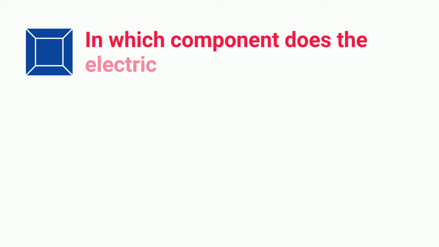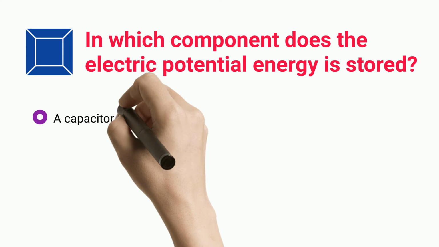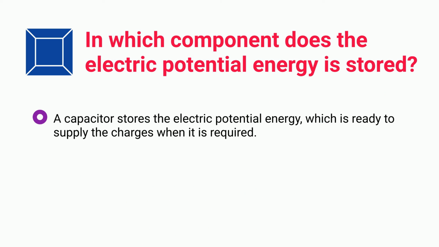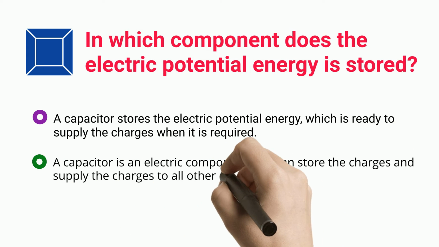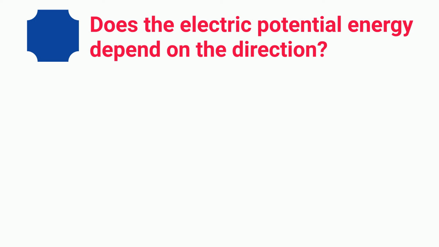In which component is the electric potential energy stored? A capacitor stores the electric potential energy, which is ready to supply the charges when required. A capacitor is an electric component that can store the charges and supply the charges to all other components for electric conduction.